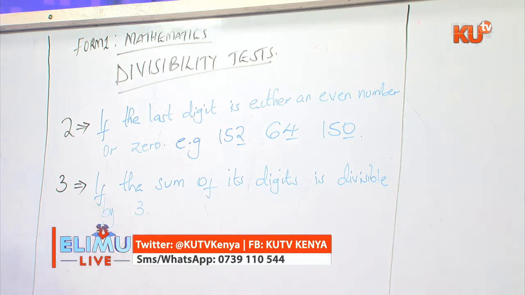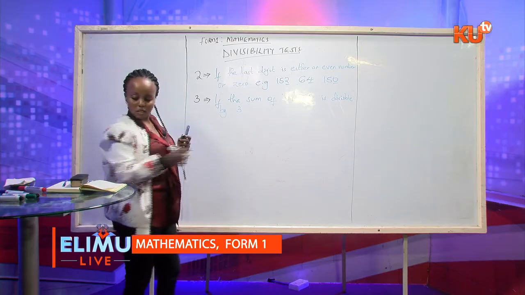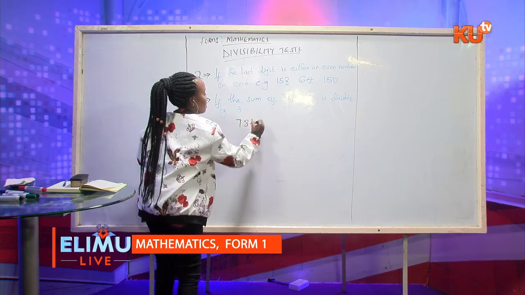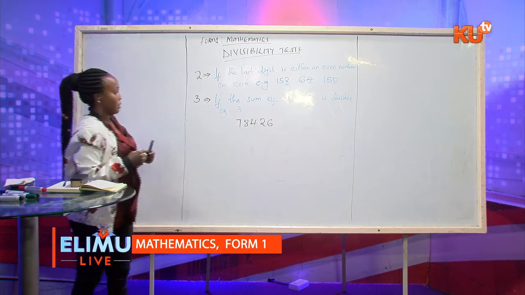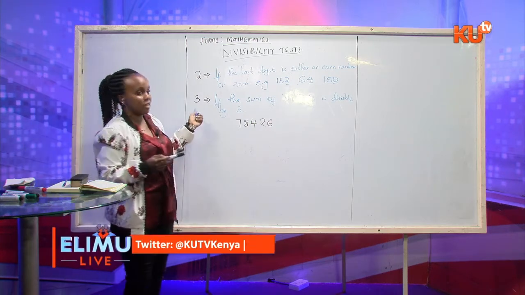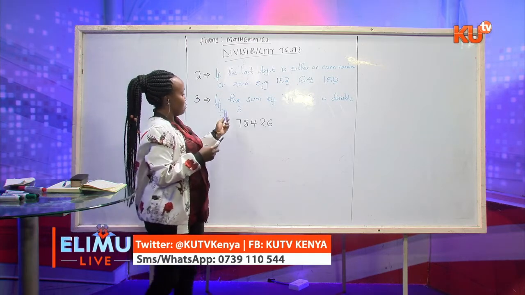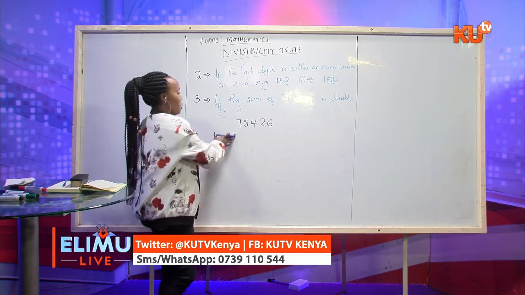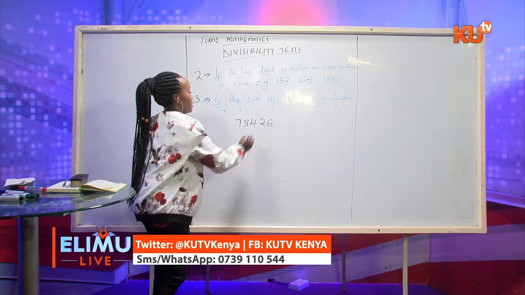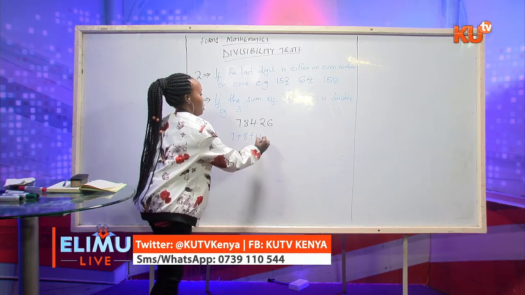So giving examples, we can give an example of a number, let's say, a number like 78426. Let us test if this number is divisible by 3. We are being told using the divisibility test that a number is divisible by 3 if the sum of its digits is divisible by 3. So we are first of all going to test this number by adding up the digits. This is 7 plus 8 plus 4 plus 2 plus 6.